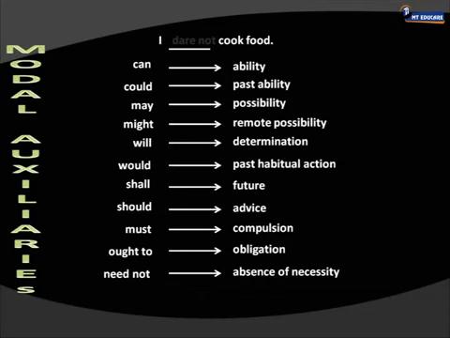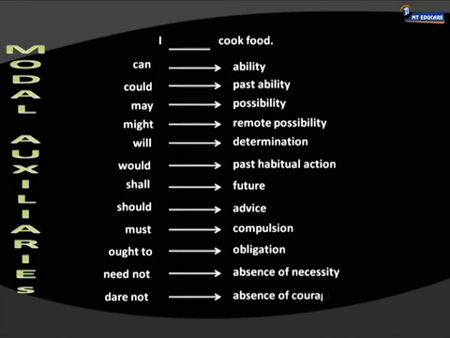Last time I cooked food, it did not turn out well. People didn't like it. They didn't eat. So you say, I dare not cook food, Baba. That means you don't have the courage to cook. People may not like what I cook. I dare not cook food.